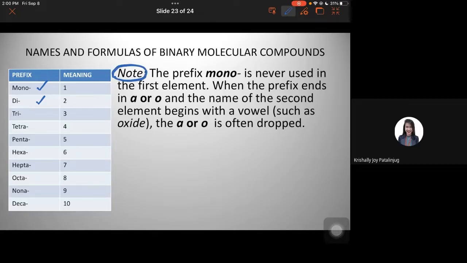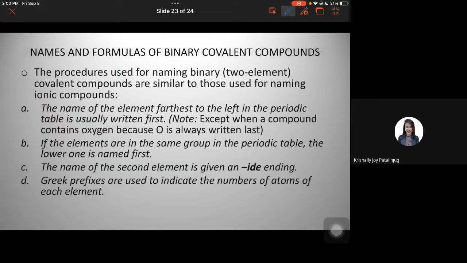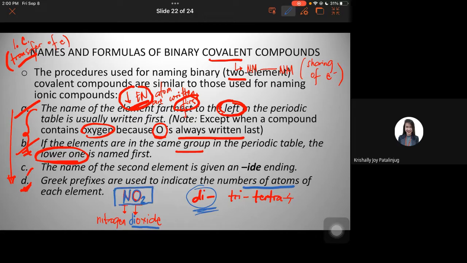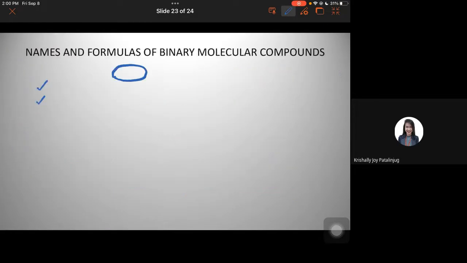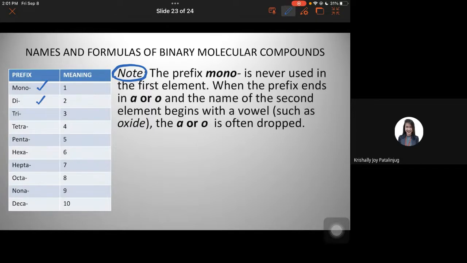Now before we proceed to more examples in naming binary covalent compounds, please take note of this very important note. The prefix mono is never used in the first element. That's why when I wrote the final name of the compound, nitrogen dioxide, I did not write the prefix mono for nitrogen, because the prefix mono is not used in the first element. It's only used for the second element. Okay, so take note of that.